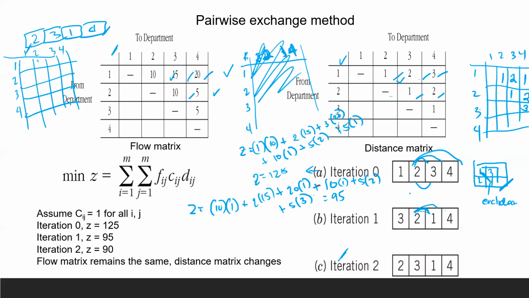Dalawa. 1 to 3, 1. Then 2 to 3, that's 1. 2 to 4, that's 3. 3 to 4, that's 2. Then anong score niya?